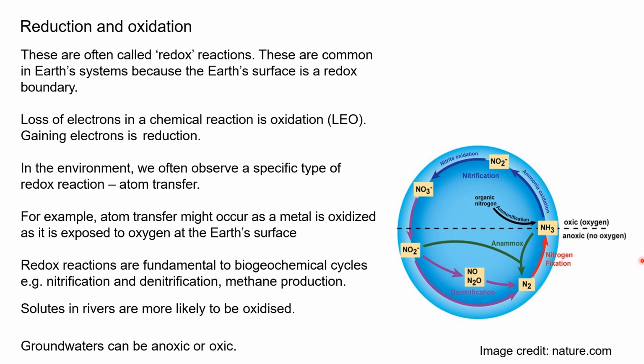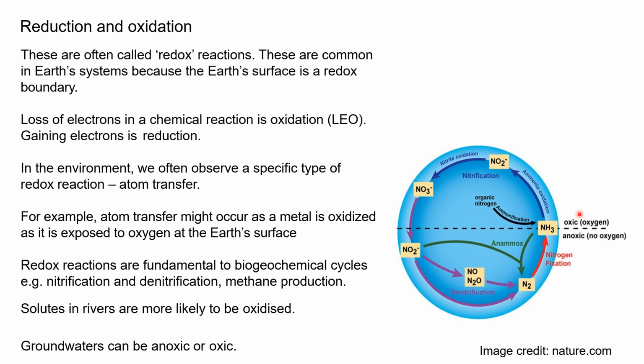The example on the slide is from the nitrogen cycle, and you can see on the lower half of this slide are the nitrogen compounds that you'll find in an anoxic, no oxygen environment. So these will be the reduced compounds, and then you see the nitrogen compounds that are more likely in the oxic environment where there is oxygen. So these will be the oxidized or oxic compounds. And we also see an atom transfer as this process takes place.